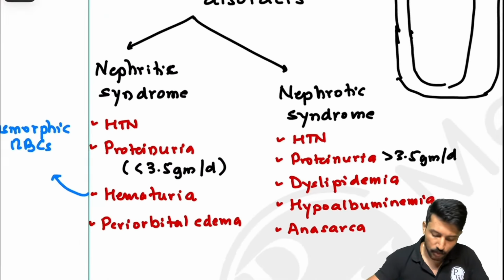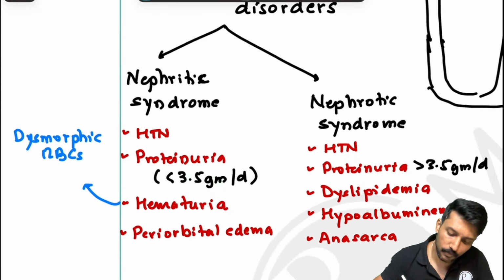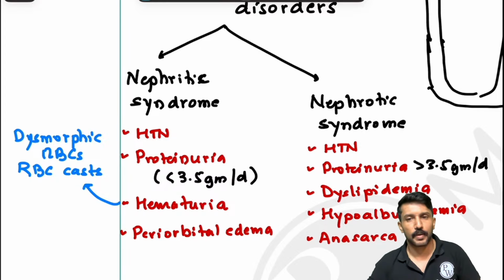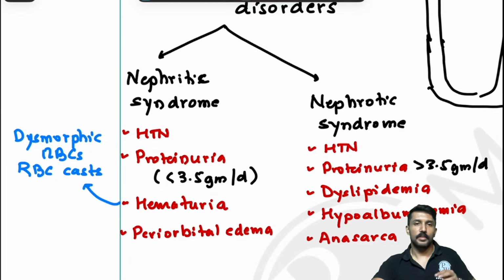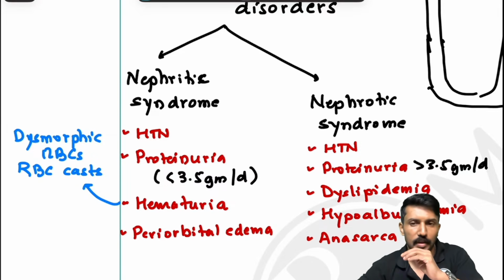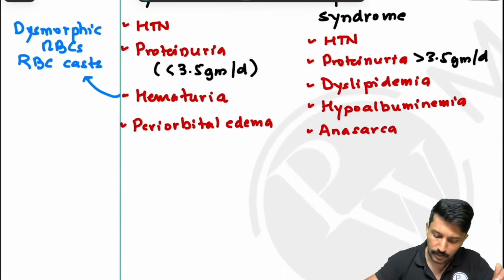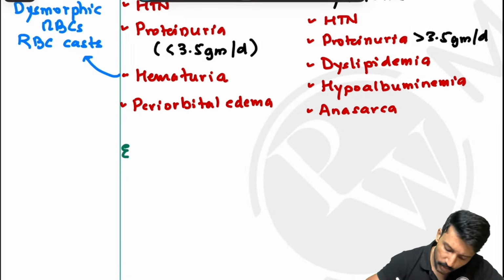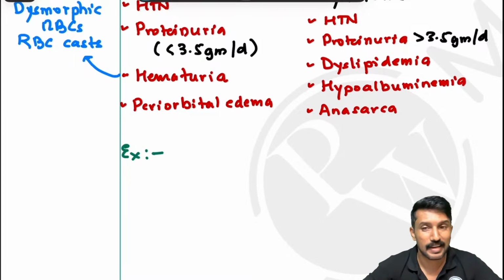So we can have dysmorphic RBCs, which is highly suggestive of nephritic syndrome or glomerular injury, plus we can have RBC casts. So if I know which glomerular disorders present with nephritic syndrome and which present with nephrotic syndrome, my job is already sorted. So which glomerular disorders will present with the nephritic syndrome?